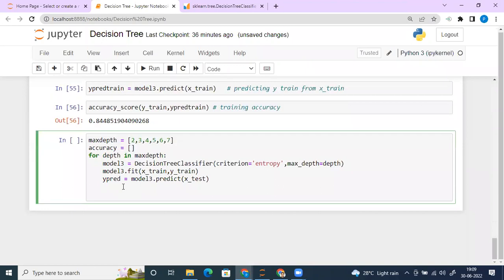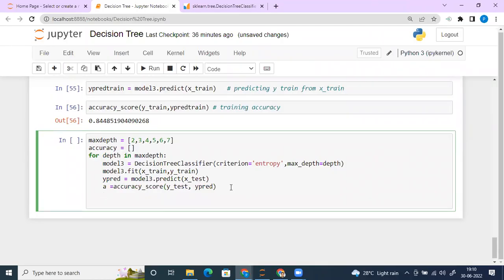Okay. And suppose this accuracy score I will save in some variable, suppose A. Then what can I do? I can do one thing. After calculating this accuracy, whatever result is coming, for 2, I will append in this list. So I can say accuracy dot append, and in this I can pass A. Okay, so in the first iteration, depth will become 2.